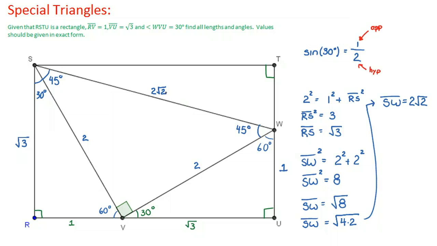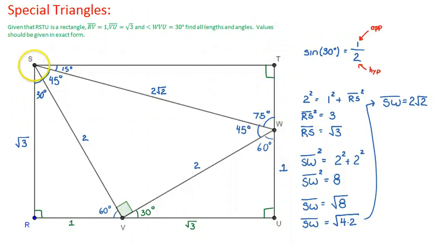I'm almost there. We know that angle TSR is 90 degrees, and if I have 30 degrees and 45 degrees, that means what's left over is another 15 degrees. If I have 15 degrees and 90 degrees, that means this angle here is going to be 75 degrees. I can do that with a little bit of math. And now I have two more lengths to figure out. I need to figure out ST and TW.